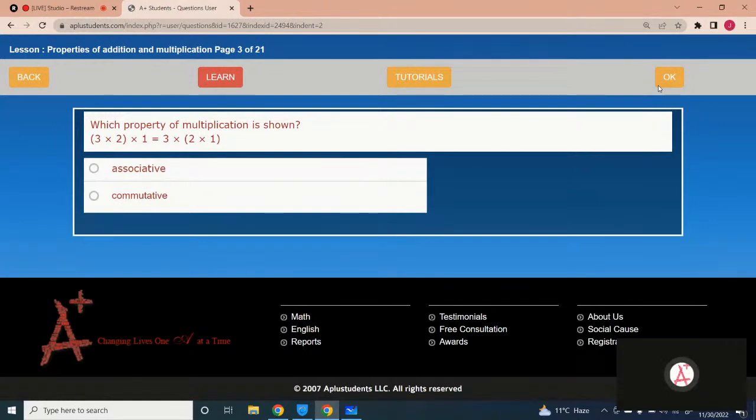Okay, which property of multiplication is shown? 3 times 2 times 1, or 3 times 2 times 1? Which property is it? Associative or commutative? Three of the numbers are involved on both sides. Which property is it?